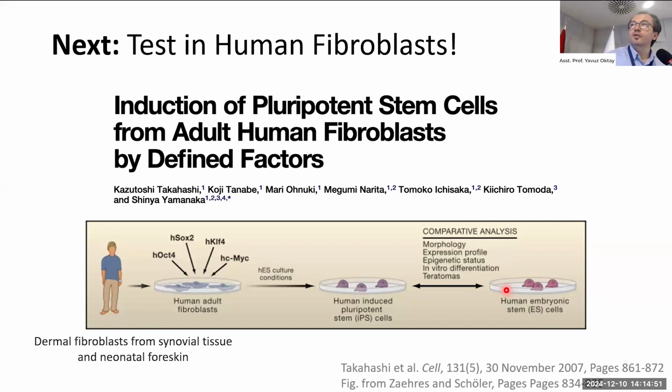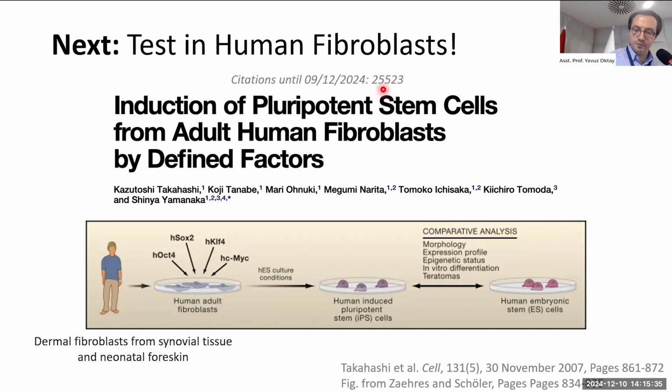So the next step was, okay, now we did this in mouse, but for years in the field of embryonic stem cells, the researchers struggled with making progress in mammals and humans. So it wasn't straightforward. However, with all the knowledge that accumulated, he quickly applied this approach to human cells, human fibroblasts. These were from synovial tissue and neonatal foreskin, and he showed that the same factors can achieve pluripotency.